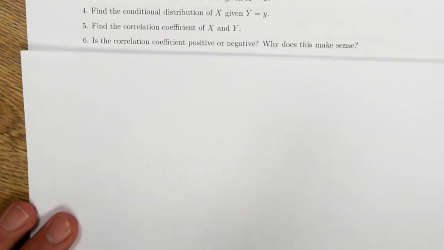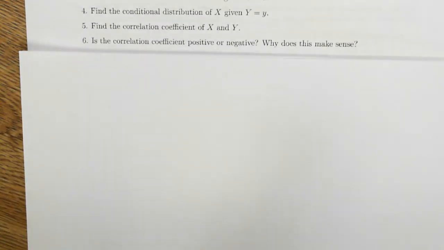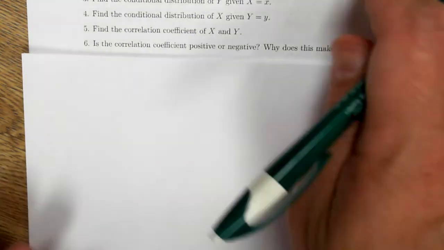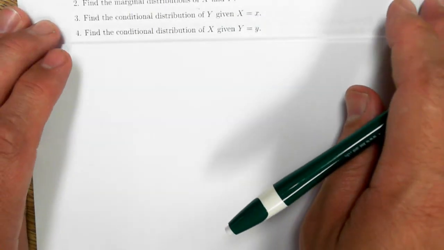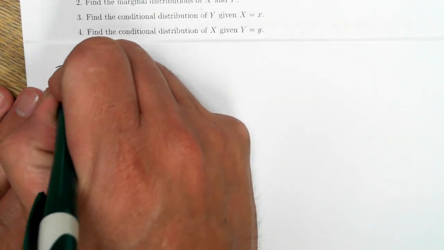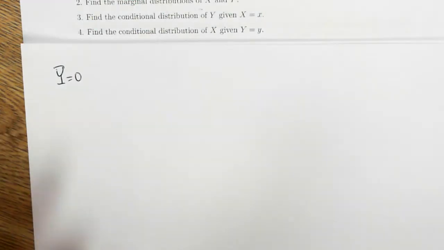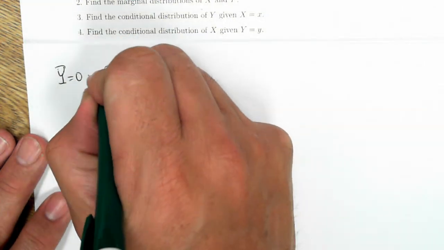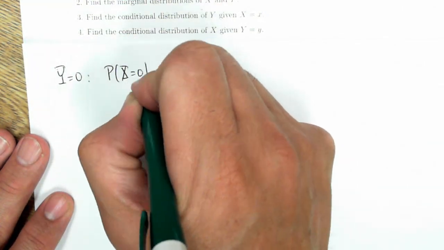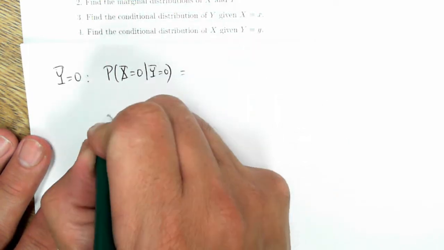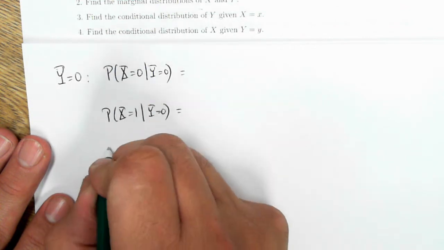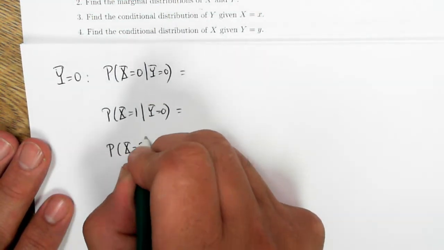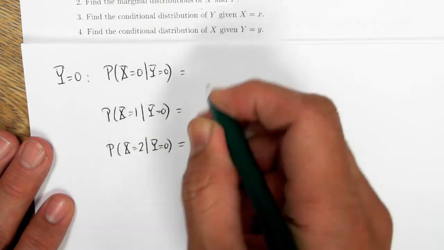Problem number 4. Find the conditional distribution of x given that capital Y is equal to little y. All right, this is going to be very much the same as before. So there are 3 possibilities for little y. You can have y equals 0, or y equals 1, or y equals 2, and we will consider those separately. For y equals 0, there are 3 possibilities. X equals 0, or x is equal to 1, or x is equal to 2. Those are the three possible values of x if y is equal to 0.